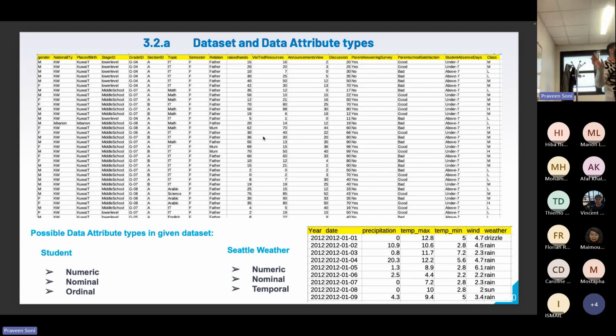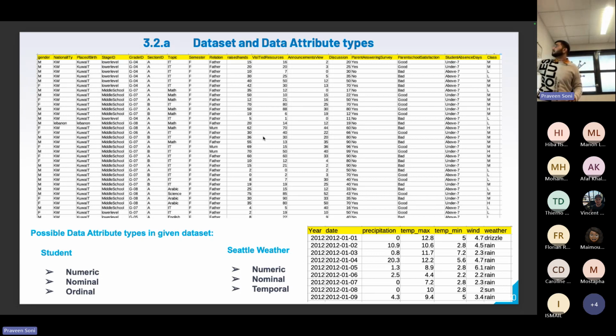Yes. So this data set is all about the students, where you will also see the parent survey and student absence days. They evaluate the parents, like students ask their parents whether they are satisfied with the school or not. So this is the data set. And the last one is the class, like medium, low.